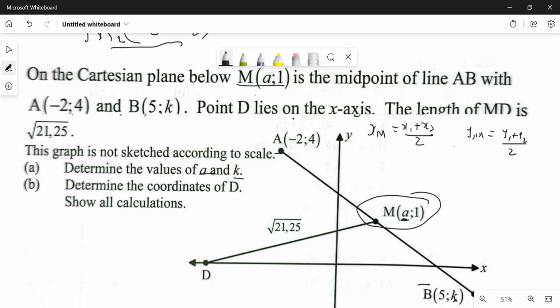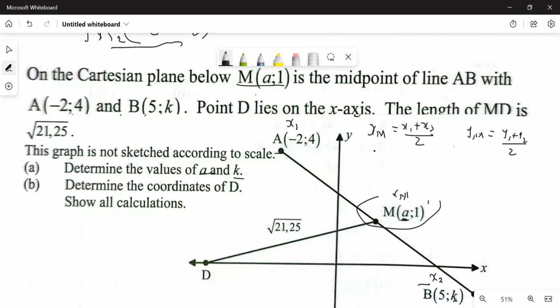In this case, if we go alphabetically, this one here is going to be our X1, this one here is going to be our X2, and this one here is going to be our XM, our X at the midpoint, because it's in the middle.